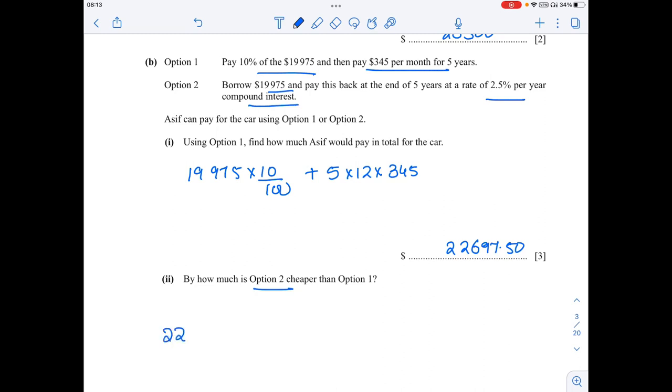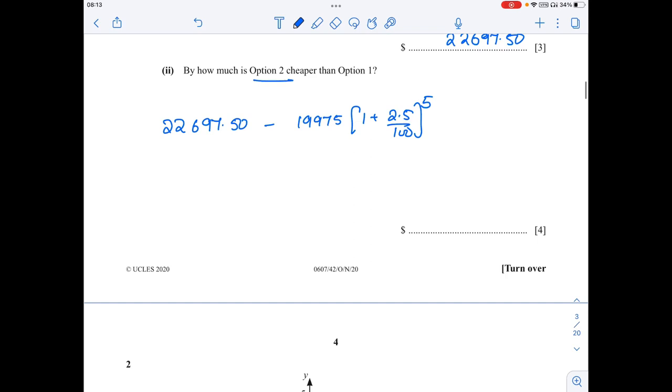So option 1 minus option 2, which is 19,975, 1 plus 2.5 upon 100 whole to the power of 5. Simplify that one, you should be getting the answer as 97.62.